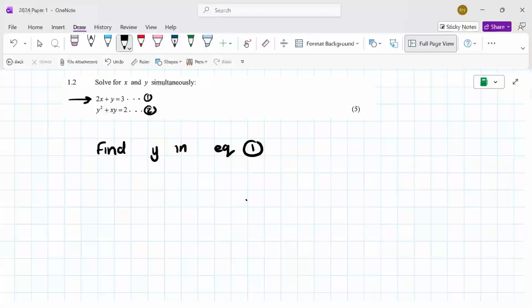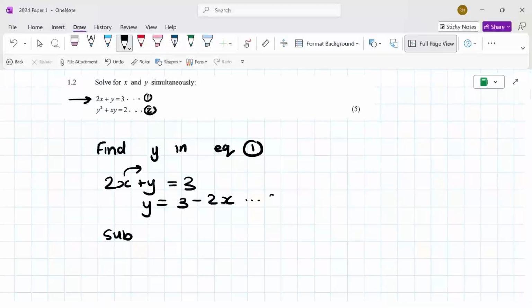Now, you don't have to really write this step, but I like to write it out to show what I'm doing. So I have 2x plus y equals 3. I'm going to move the 2x to the other side. So y equals 3 minus 2x. This line you have to write. So, sub.